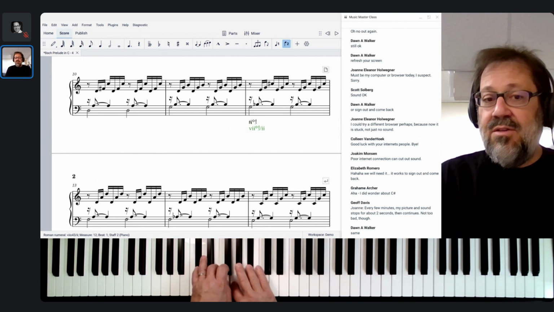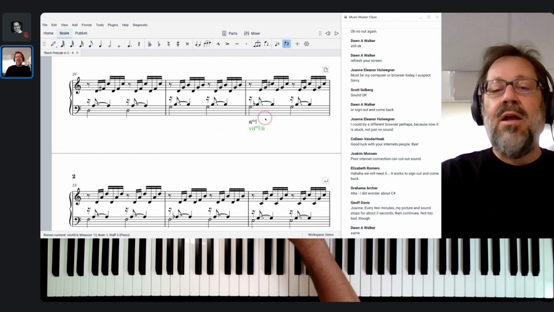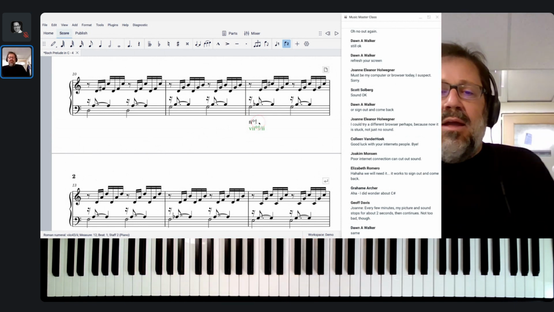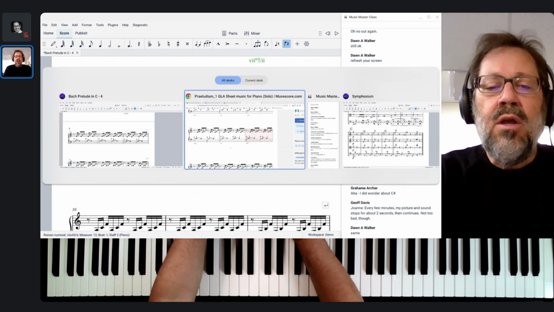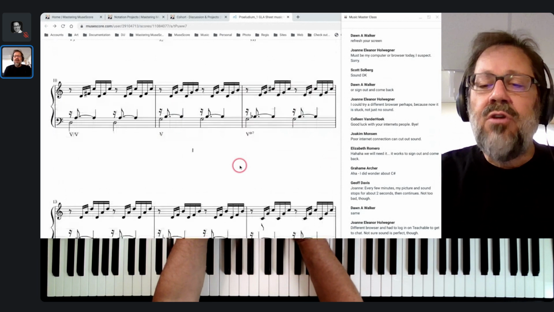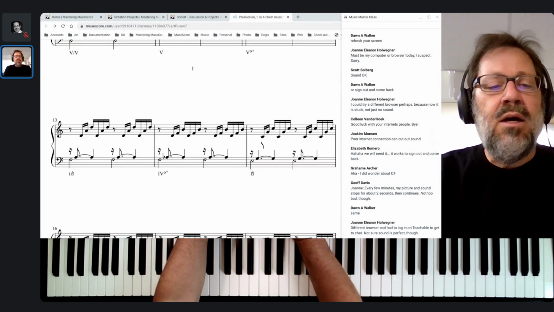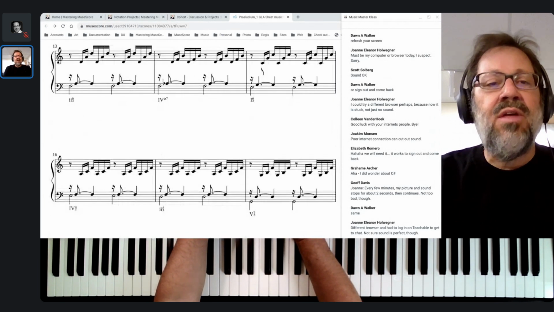This C sharp diminished going to D minor is what's happening here. So I'm not going to go through the rest of this chord by chord. I want to start talking about some more general things now.